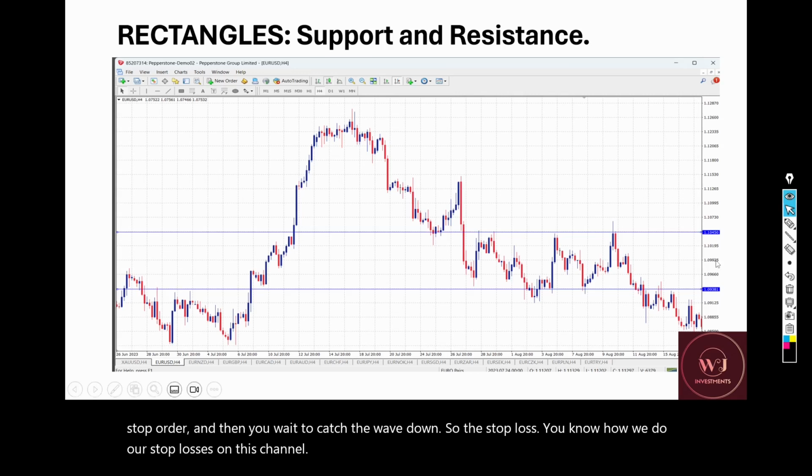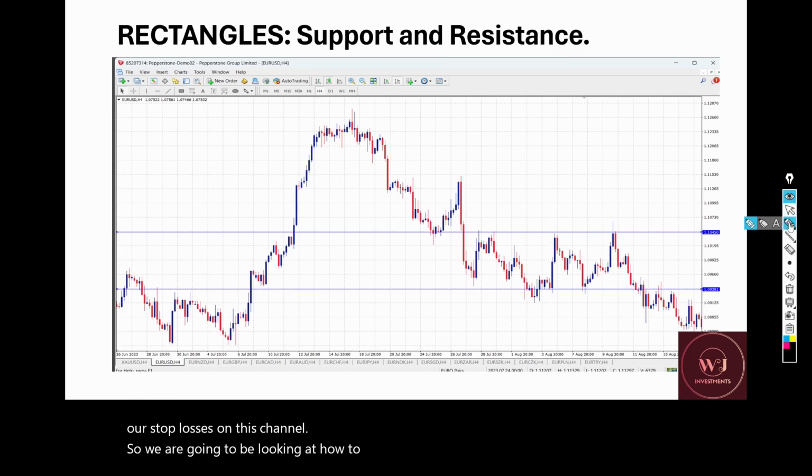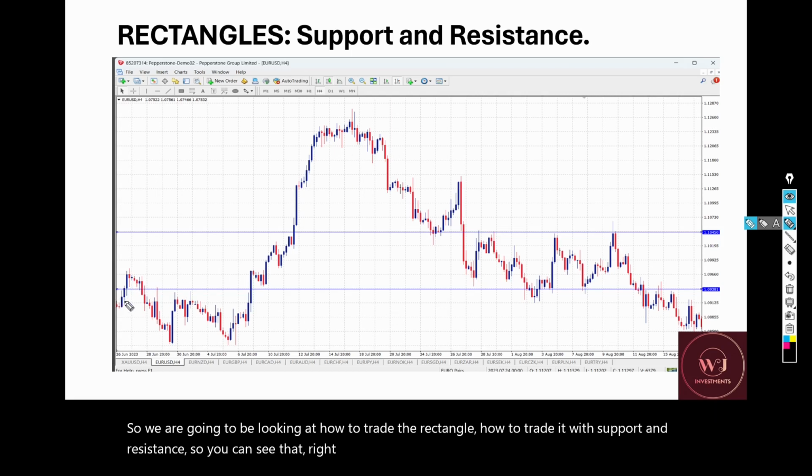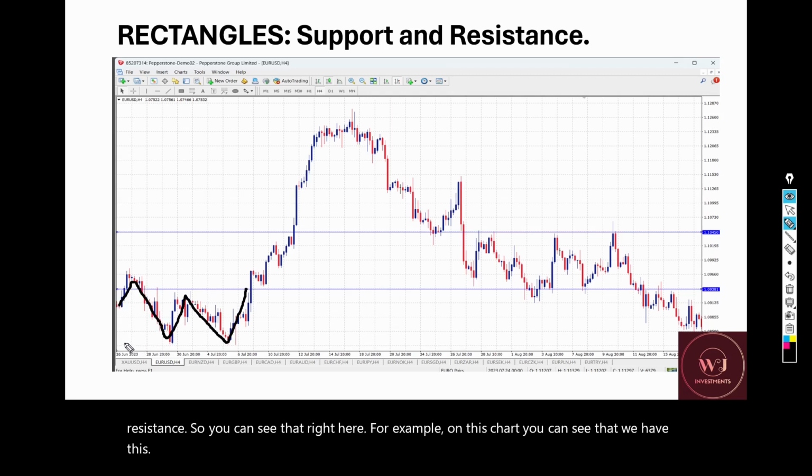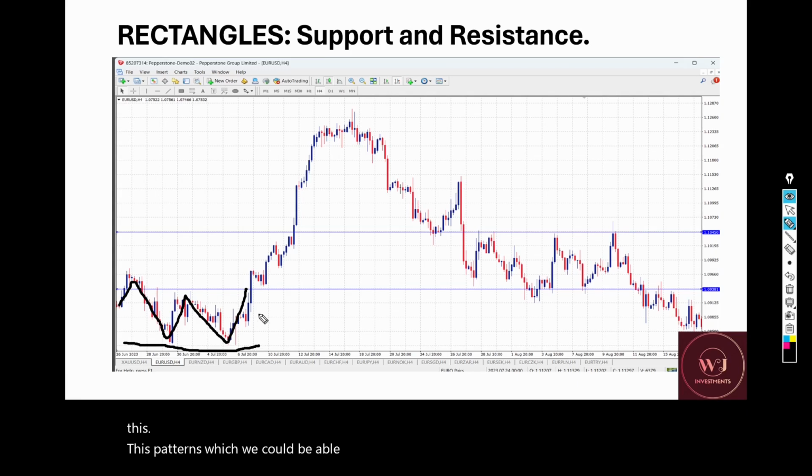So we are going to be looking at how to trade the rectangle, how to trade it with support and resistance. You can see right here, for example, on this chart, that we have this pattern which we could lock in as a rectangle here. But irrespective of that, we also have this one. It can help us to trade a little.